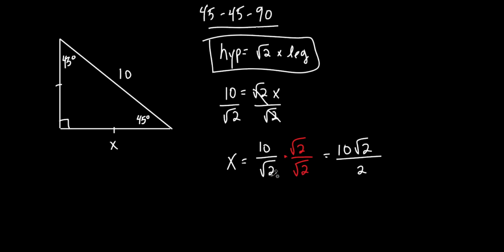These are both under a square root. If they're both under a square root, this is what we're doing. But these are not both under a square root, so I can't put that 10 under a square root. These both are. So what's 2 times 2? It's 4. So it's square root of 4, which is a 2.